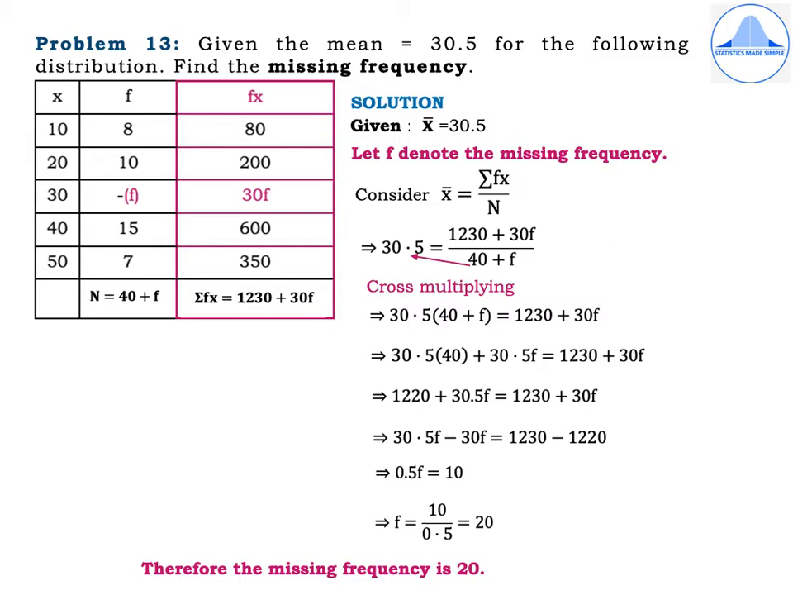Rearranging the f terms on one side and the constant terms on the other side, you will get 30.5f minus 30f is equal to 1230 minus 1220, which implies 0.5f is equal to 10, or f is equal to 10 divided by 0.5, which is equal to 20. Therefore, the missing frequency is 20. So problems based on the missing frequency are important from the examination point of view.